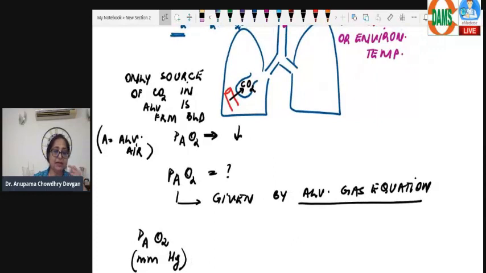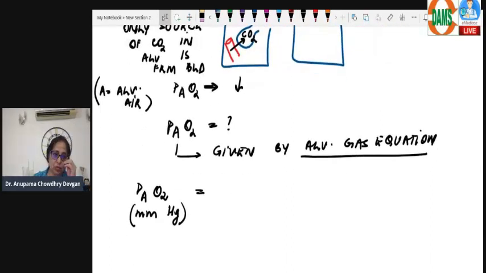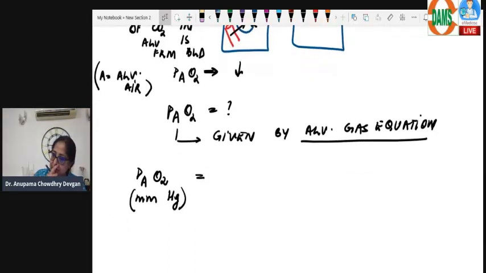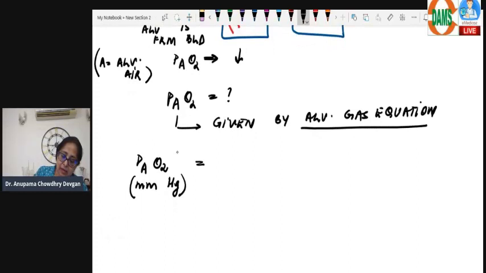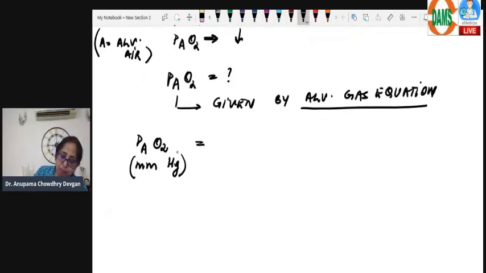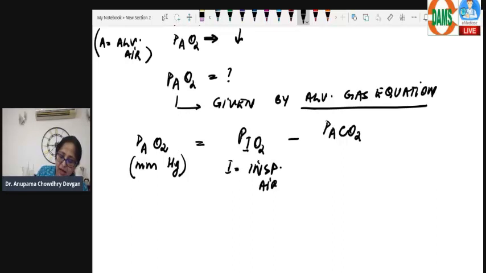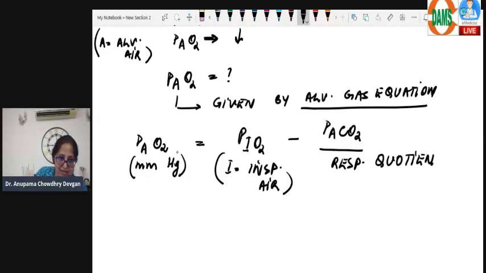Okay, so PaO2 in millimeters of mercury. What is the alveolar gas equation? Let's try and see this. This will be PiO2 minus the alveolar CO2. PiO2, what is I here? I means inspired air. PiO2 is the partial pressure of oxygen in the inspired air, minus the alveolar CO2 divided by the respiratory quotient. What is respiratory quotient? We'll just discuss. Respiratory quotient will determine how much CO2 is in the alveolus.